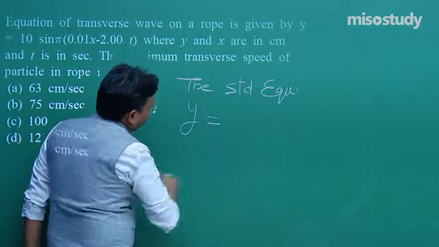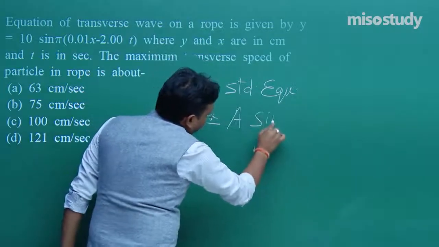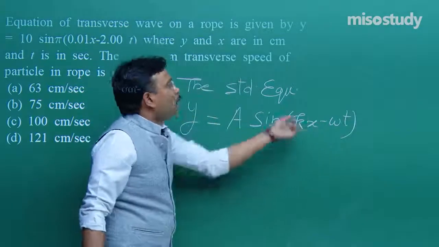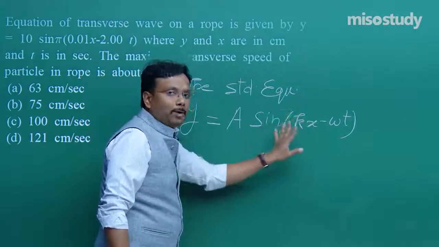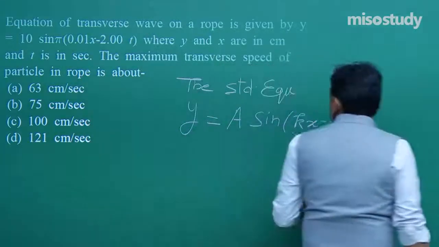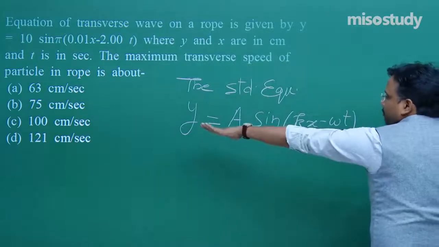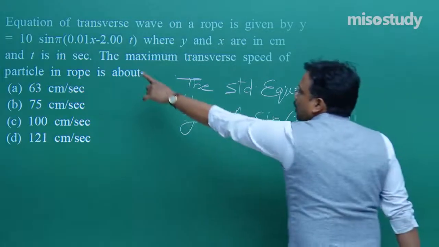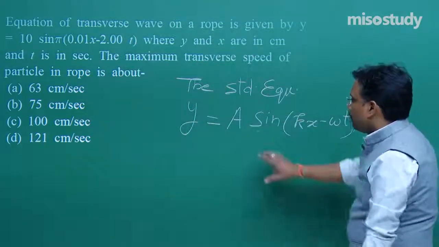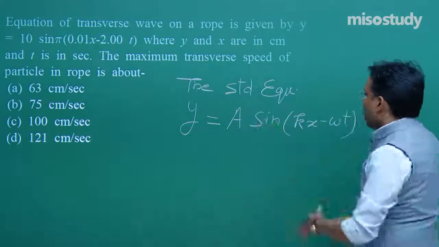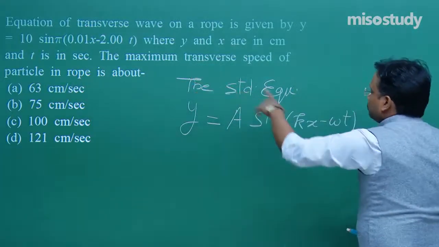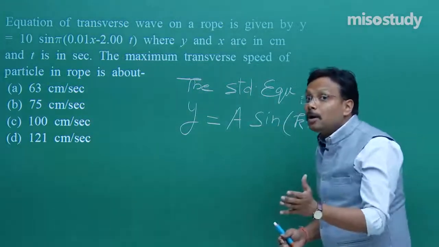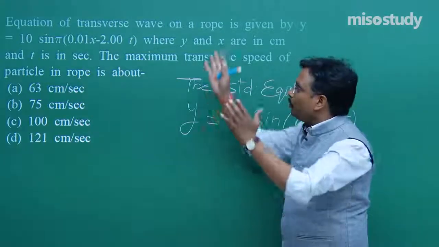Y is equal to A sin(kx minus omega t). You can write it omega t minus kx, kx plus omega t depending upon the directions, no problem. Now, this question is present, this equation is present. What we will do? We will compare this standard equation with the given equation. So, now A is what? 10 units. Kx you can easily find out. This omega t you can easily find out. So, approach should be try to compare standard result with these equations.